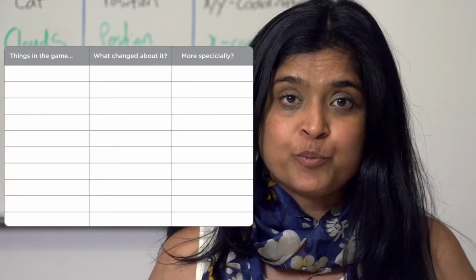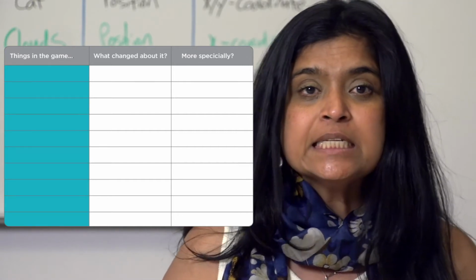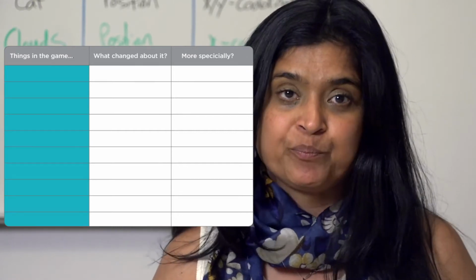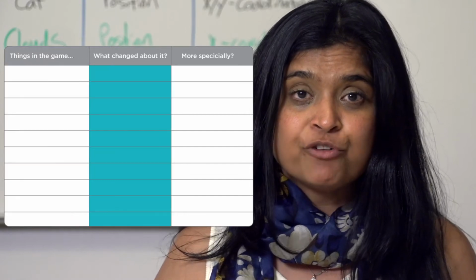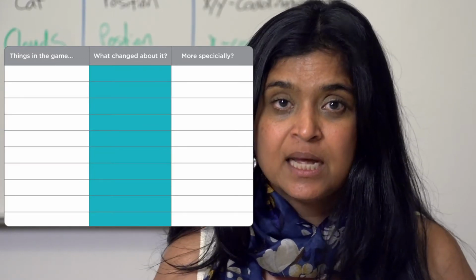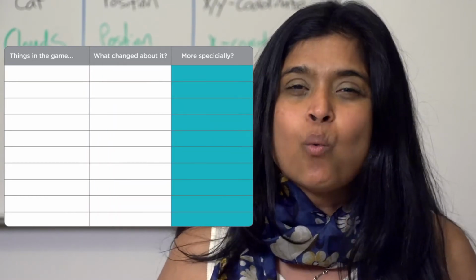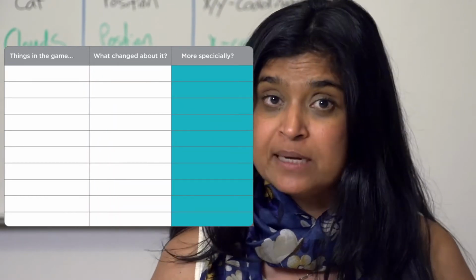This exercise is broken down into 3 phases. First, list every thing in the game. Second, for each thing, describe what is changing. And third, think about each kind of change. What kind of data is used to represent it?